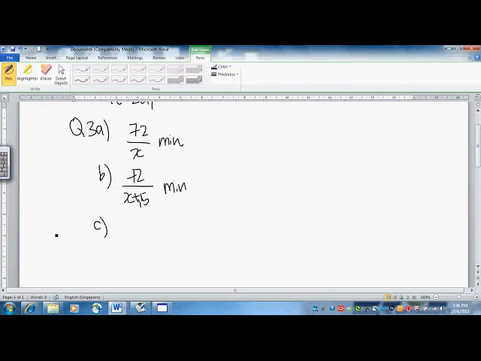Okay, for part C, you need to read the question. Maurice took 1 minute more than Sammy to type the 72 words. Form an equation. In this case, Sammy is faster. When you talk about faster, which one has more time taken? Maurice actually takes more minutes compared to Sammy. As a result, you will have to do a big minus small. So you will start with 72 over X minus 72 over X plus 15, and you should get the difference will be 1 minute.